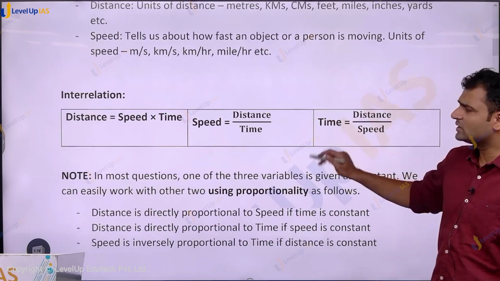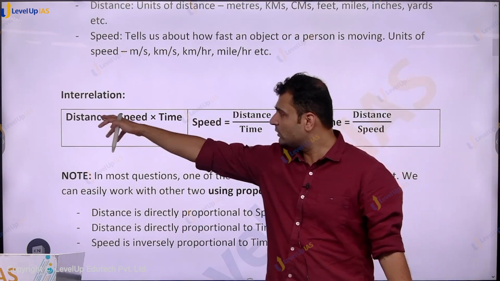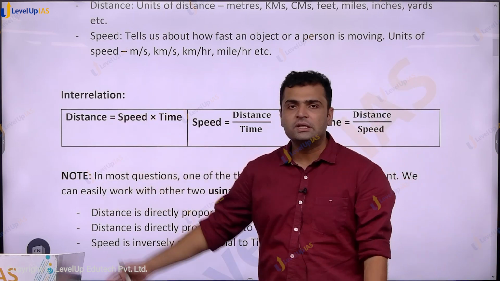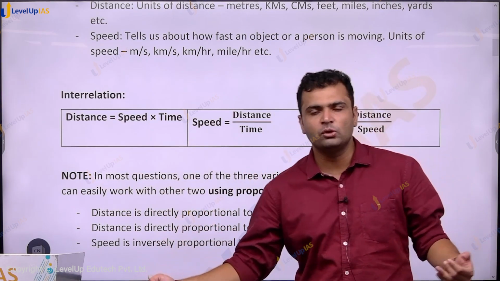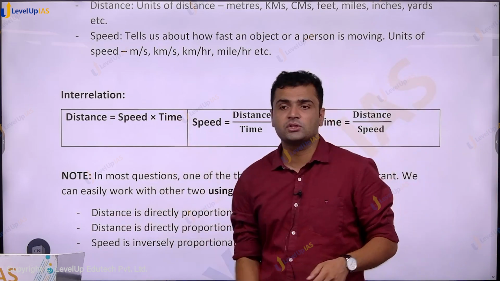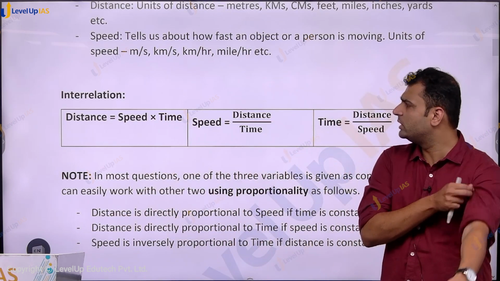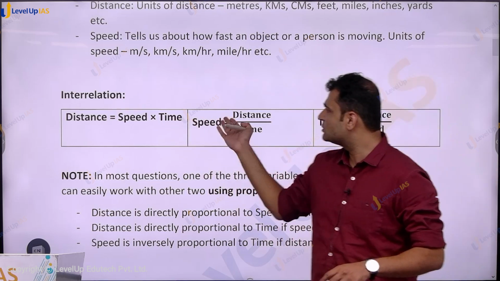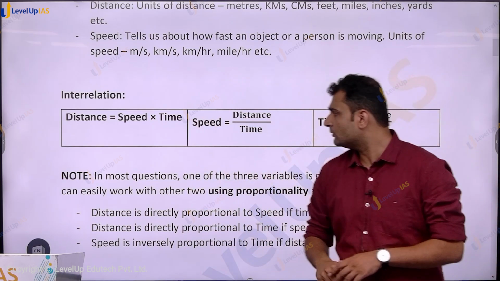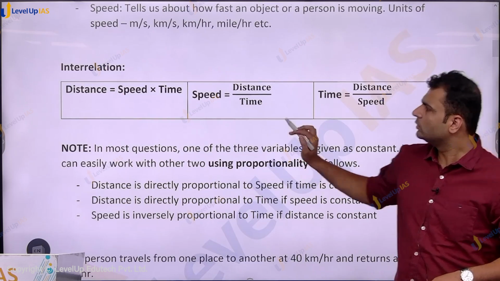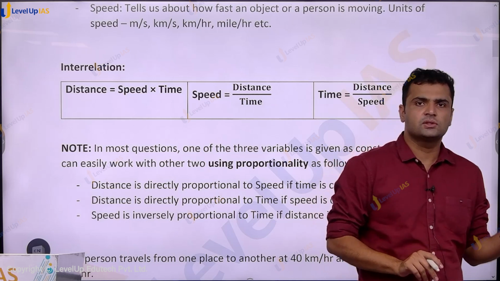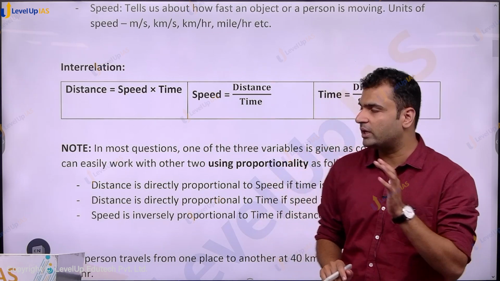And the interrelation, which is the definition we already know: distance is speed into time. Total distance covered by a person or object would be how fast that person is going into for how long that person is traveling. So distance is speed into time, and naturally from this we can get speed is distance upon time, and time is distance upon speed. You can observe that because of these relations, there are certain proportionalities that we can surmise.